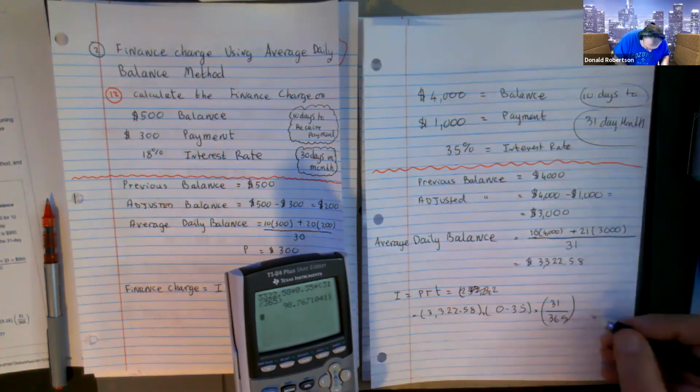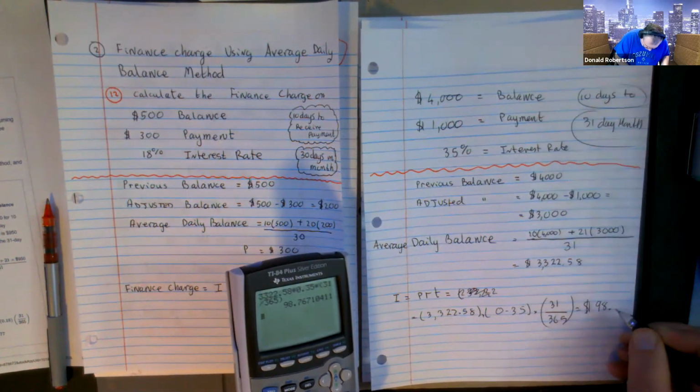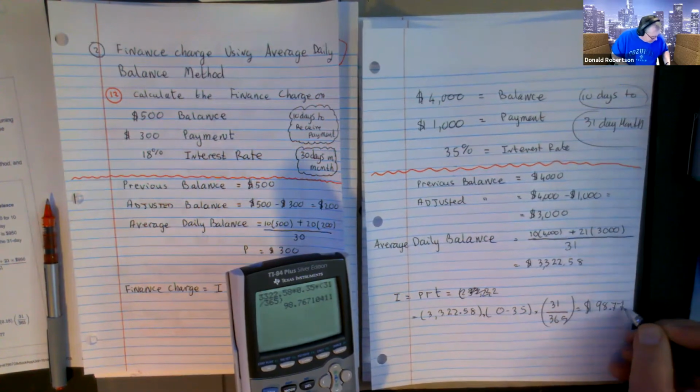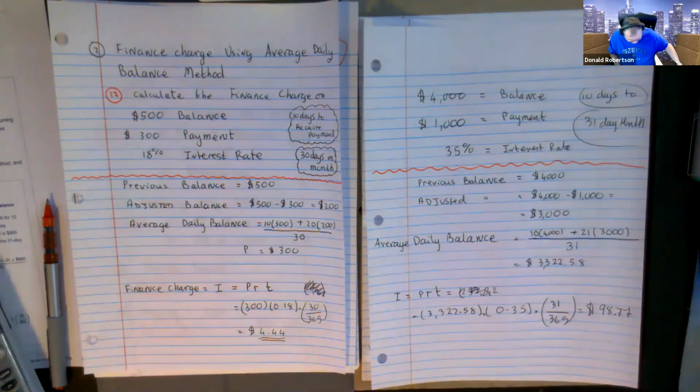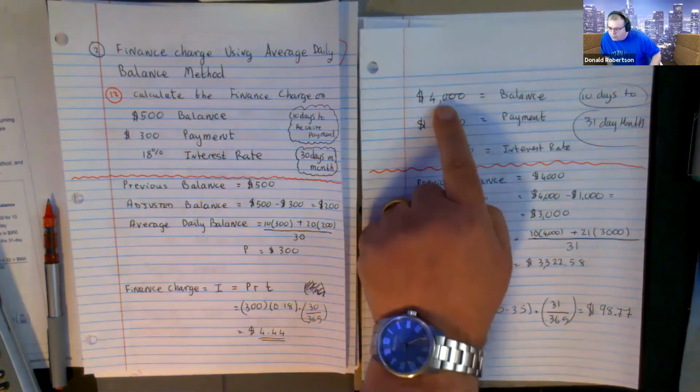And the interest is $98.77. Now that is just the interest. That's just for borrowing $4,000.